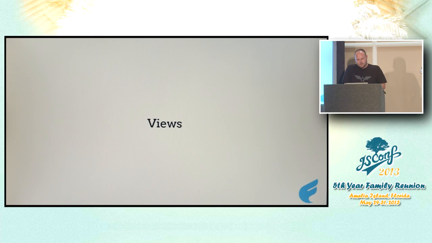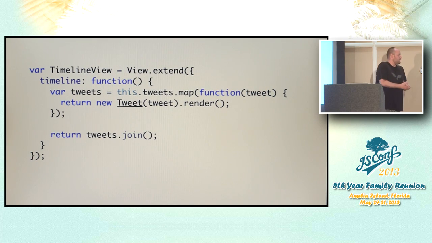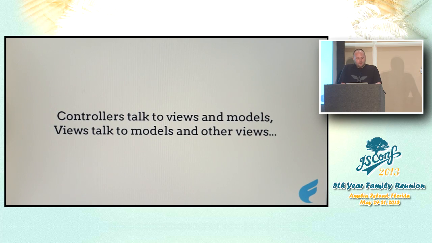Views looked a little bit like this. We still use Mustache, similar to how we used it back on New Twitter. Typically, they render things, but they can also render sub-views as well. So in this case, we're getting all of our tweets, and then we're creating a new tweet view out of those, and then rendering those and putting those into the DOM. So we end up having this structure where the router would talk to the controller, and the controller would talk to views and models.